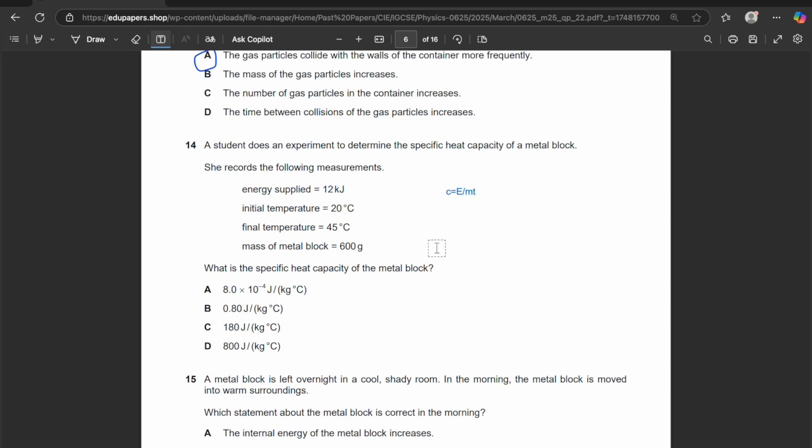So the energy supplied is 12,000 divided by mass. Mass is in grams, but it should be in kilograms for an SI unit, so you need to be careful about that. So we change that to 0.6, and then the change in temperature is 25, so we get 800. And that will be D.